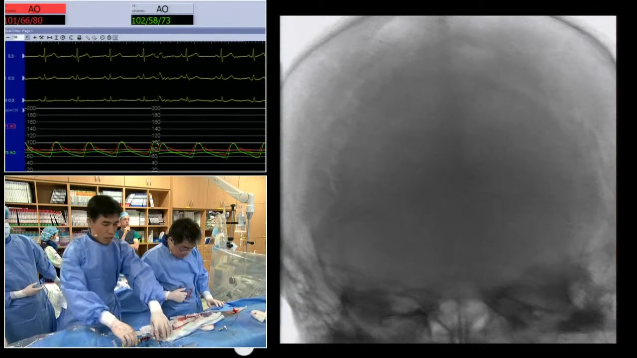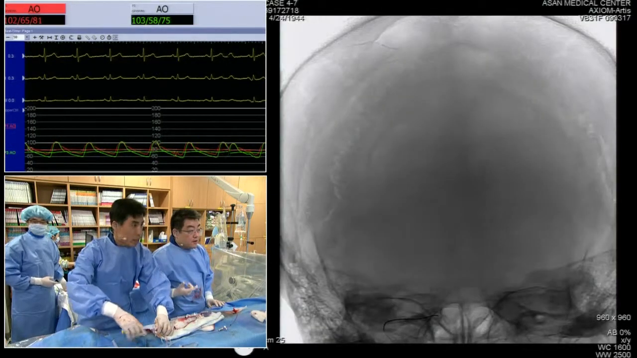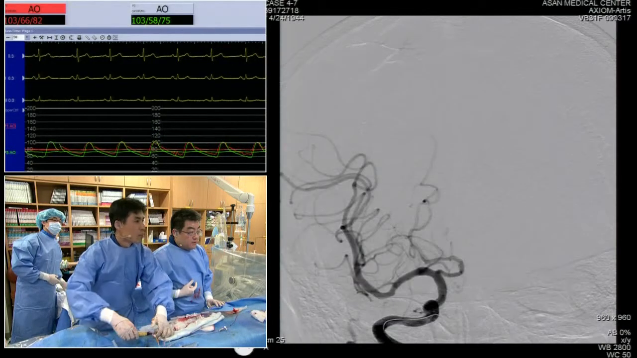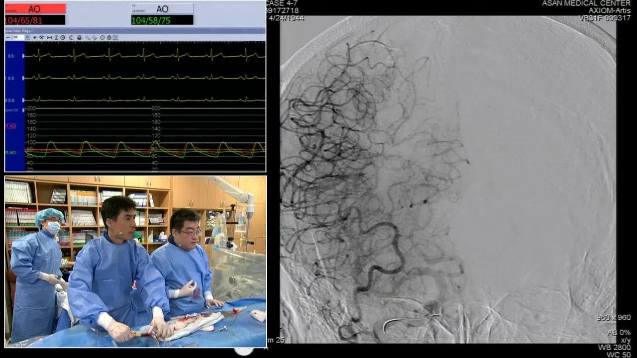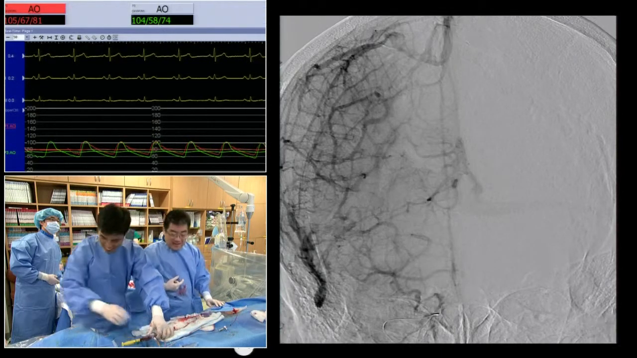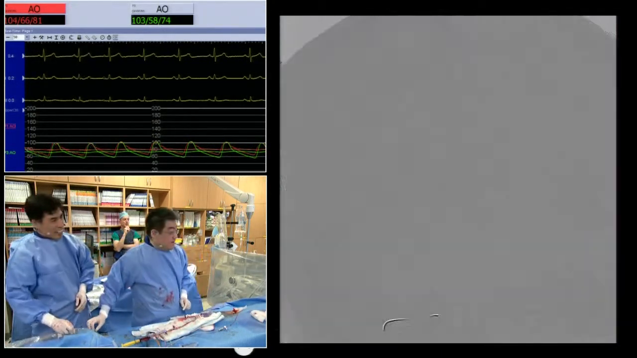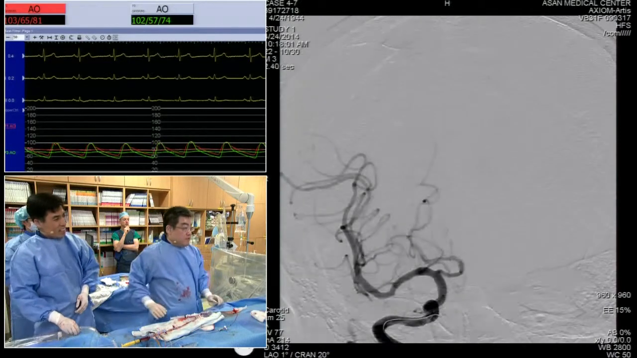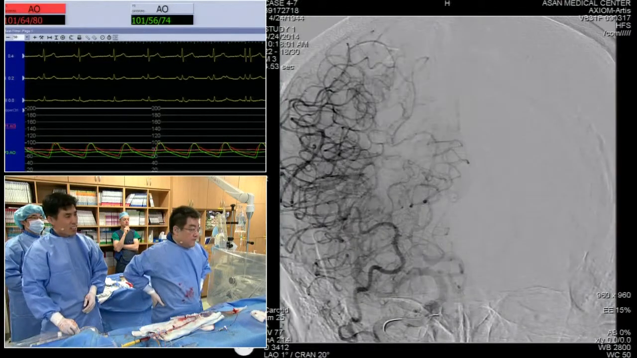Okay, angiogram. A2 is still invisible, we still don't see A2. But anyway, I think in the MCA territory, we don't see any cutoff.